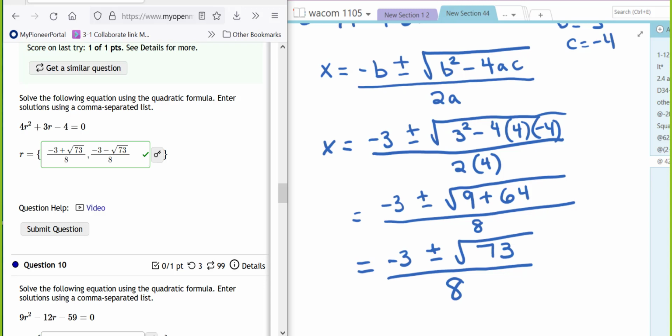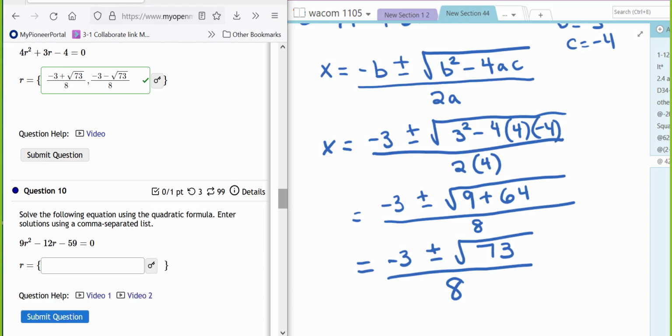You guys feel okay with quadratic formula? Yes, just have to remember the formula. Okay, very good.